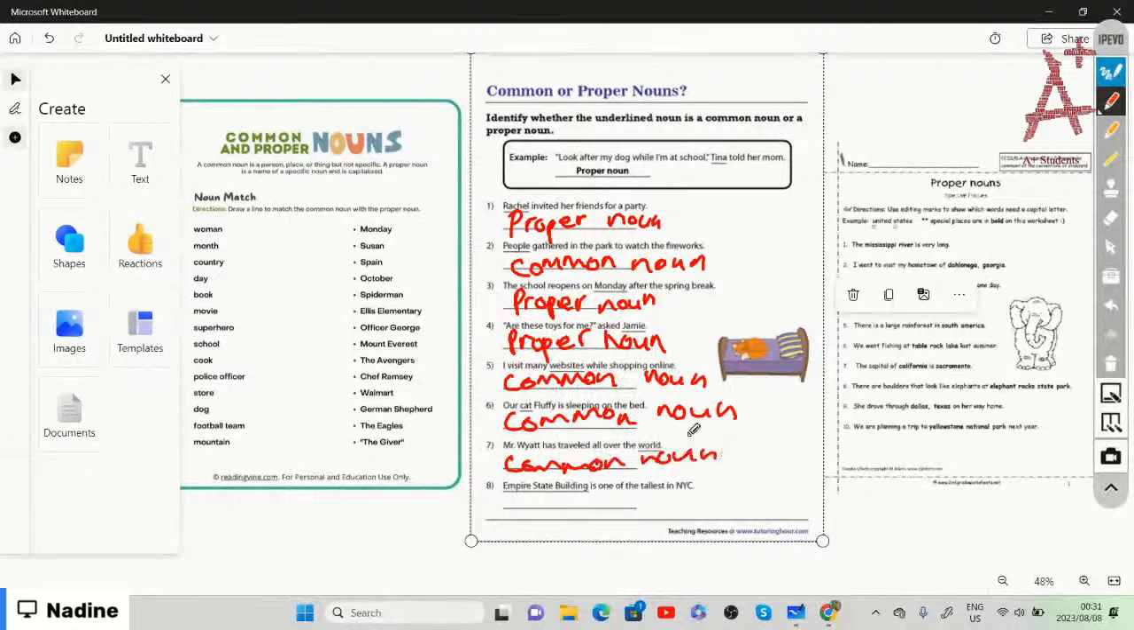Common noun. And then Empire State Building is one of the tallest in New York City. And this is a proper noun, right? So in this case, we have identified whether the underlying noun is either a common noun or a proper noun, right? So now we're going on to the last activity before we go on to our test.